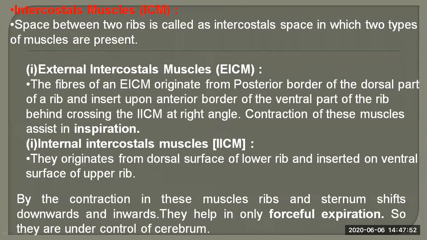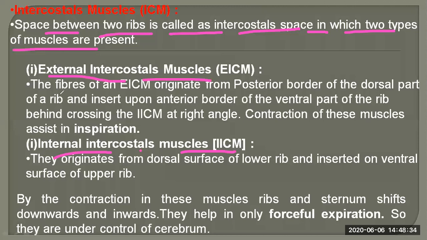Another thing that is also involved is the intercostal muscles. There are two different types: the external intercostal muscles and the internal intercostal muscles. The space between two ribs is called the intercostal space, in which two types of muscles are present: the external intercostal muscle, EICM, and the internal intercostal muscle.